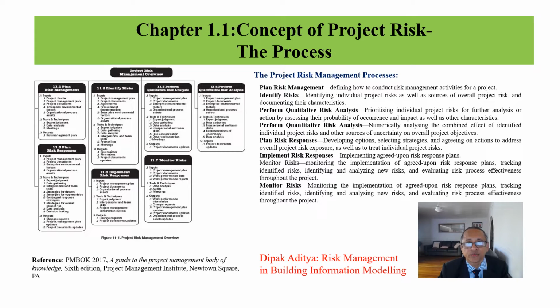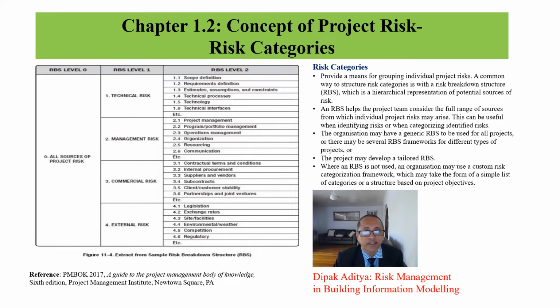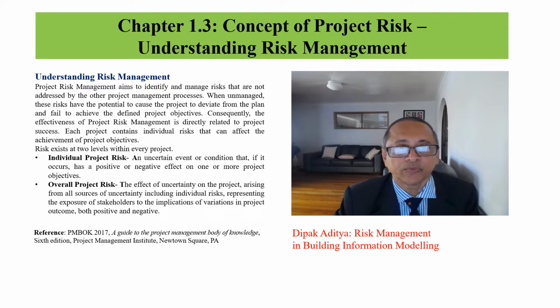There are 7 processes of risk management: plan risk management, identify risk, perform qualitative risk analysis, perform quantitative risk analysis, plan risk responses, implement risk responses, and monitor risk. Each of them is described in the later slides. Risk categories of all sources of project risk are technical risk, management risk, commercial risk, and external risk. Please see the figure.